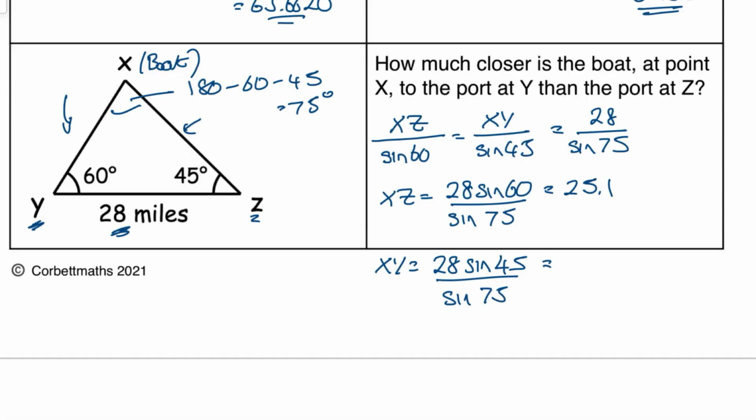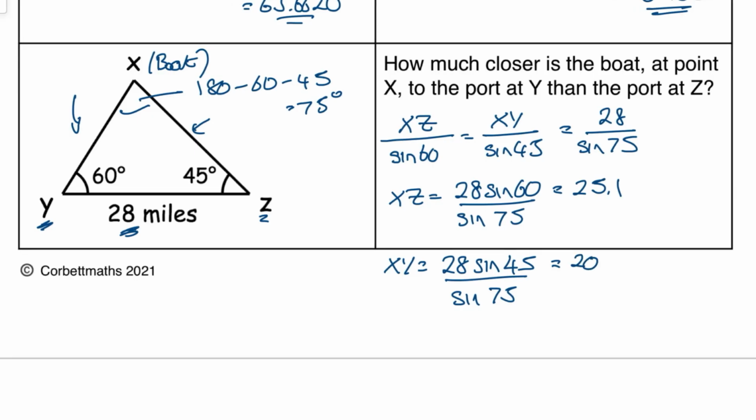So again, calculator out. So change my 60 to a 45 on my calculator. That's why good calculator knowledge is helpful here, which gives me 20.5. And the question says, how much closer? So I need the difference. So the answer is 25.1 minus 20.5, which is going to give me 4.6. And it's measuring in miles, so 4.6 miles.